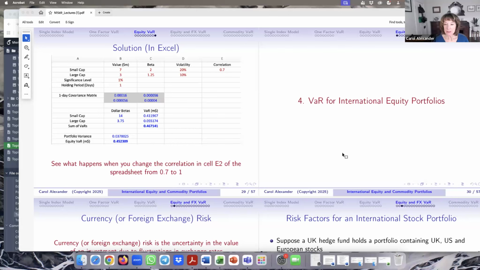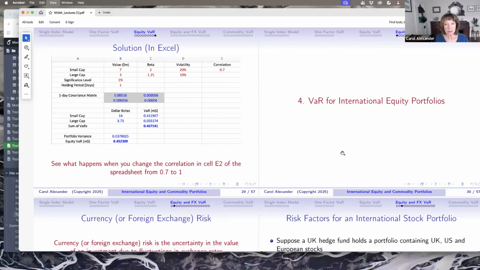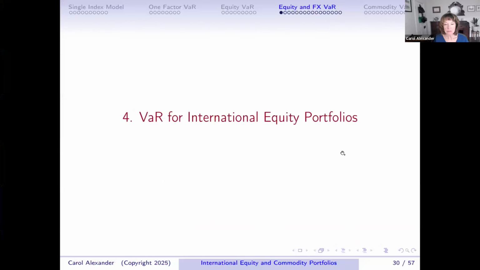This is part 4 of topic 6, where I'm going to introduce multiple equity factors and foreign exchange factors in an international equity portfolio. So this is where we are with the notes. Section 4, VaR for international equity portfolios.